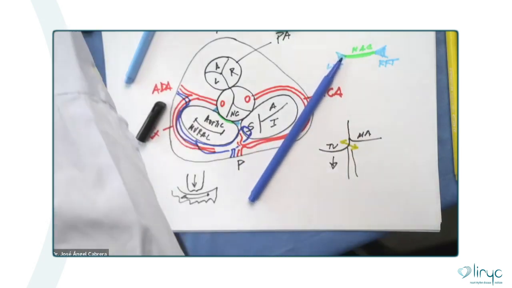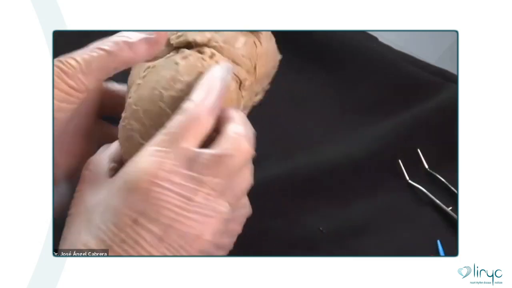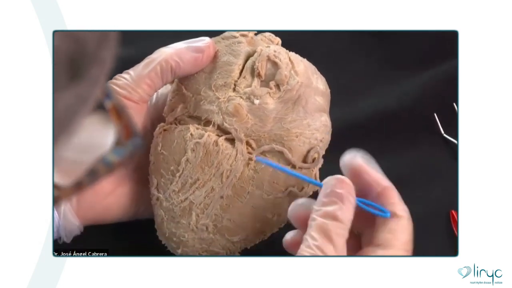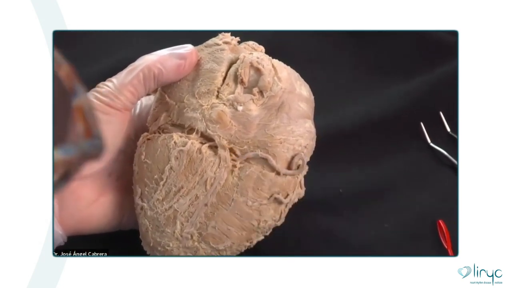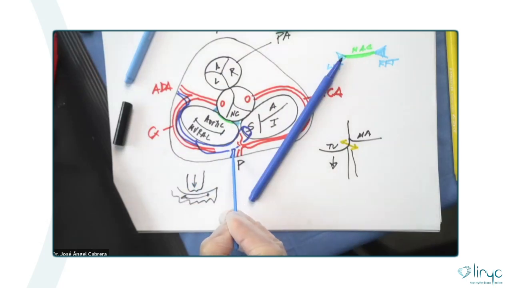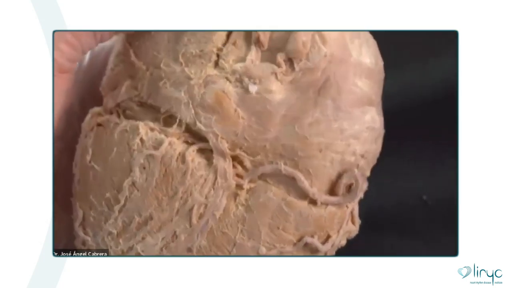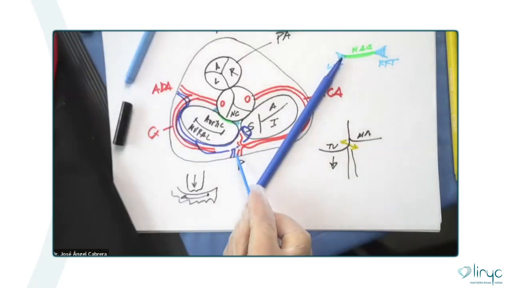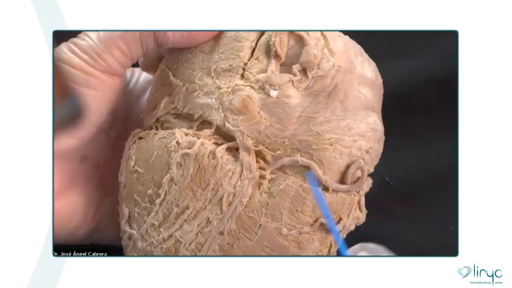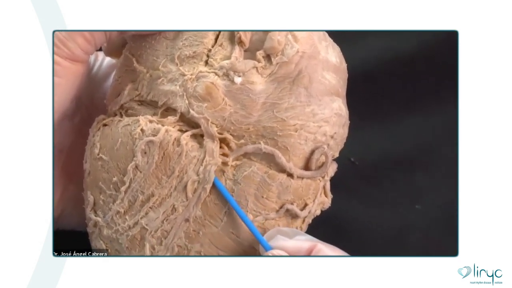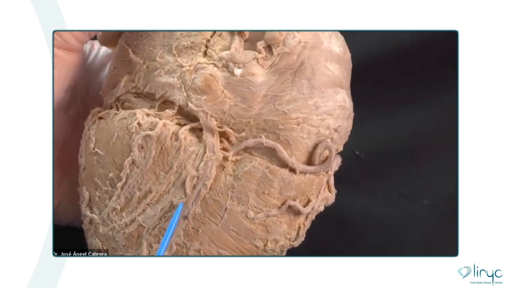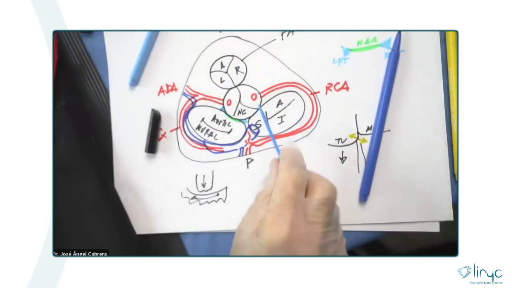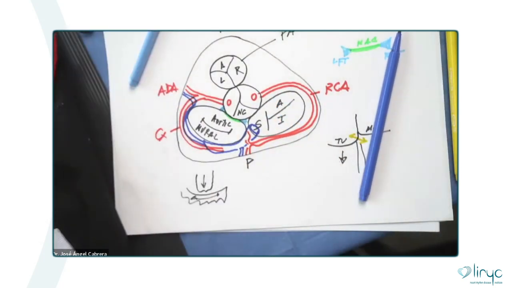You can see this in the specimen here. This is the vein. This is this vein. Imagine that this is in this position. This is the vein, this vein, and this is this one here. Therefore, this is the inferior interventricular vein, and this is the right coronary artery.